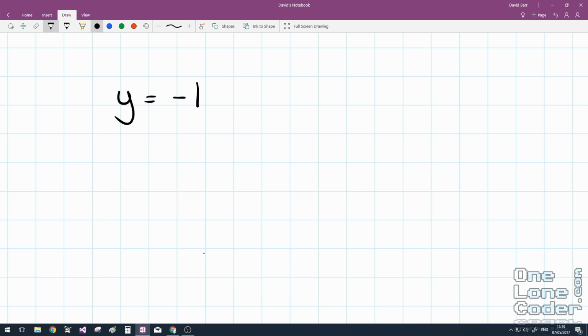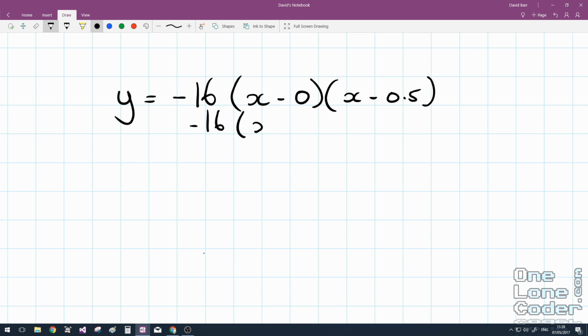So if we just copy over our first half, which was minus 16, x take 0, and x take 0.5 for our roots, and if we just tidy this up a little bit, we've got minus 16, x squared, take 0x, take 0.5x, and the constant disappears, 0 times 0.5, that goes away, and we fill that out now to be minus 16x squared, take 8x.